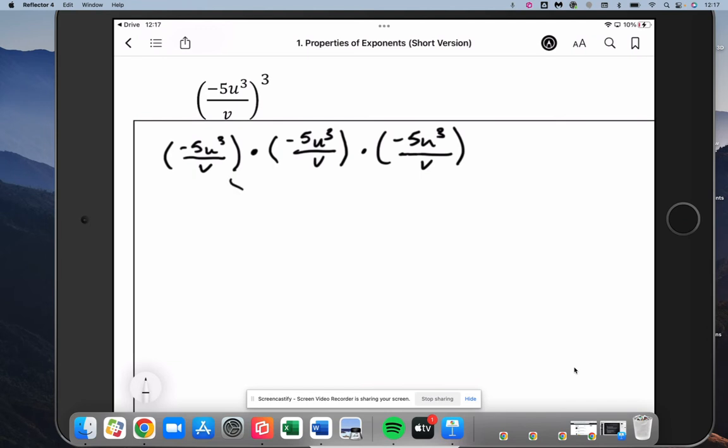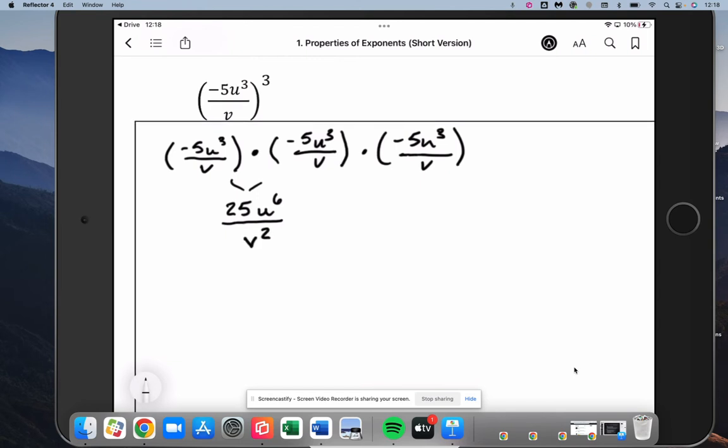And so we'll go ahead and multiply these first 2. Again, when we multiply fractions, we multiply the numerators and we multiply the denominators. So negative 5 times negative 5 is going to be positive 25. U to the power of 3 times u to the power of 3, I add those exponents, I get u to the power of 6. And then in the denominator, v times v, it's v to the power of 1 times v to the power of 1. 1 plus 1 is 2. So I get v to the power of 2.